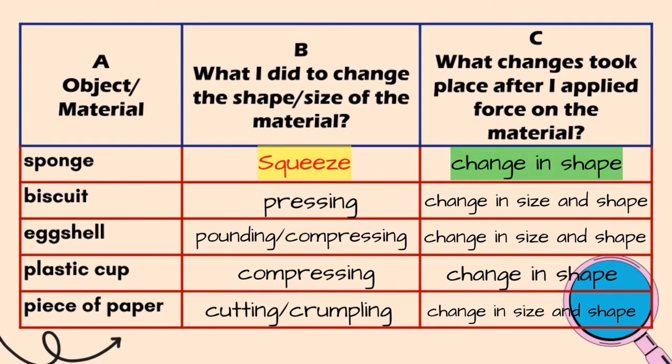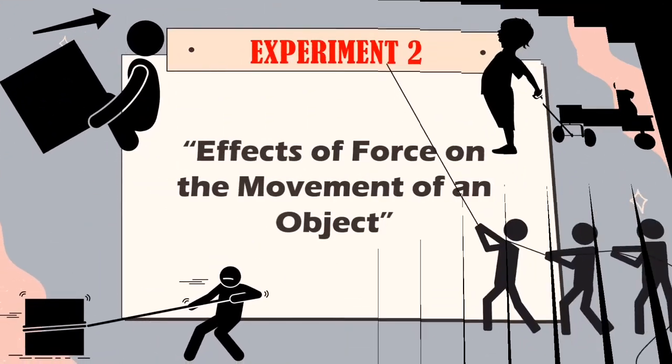Look at your answers in column B. What are the ways you did to change the shape of the objects? You do the squeezing, pressing, pounding or compressing, cutting, and also crumpling. From those actions, the size and shape of the materials like the sponge, biscuit, eggshell, plastic cup, and a piece of paper change.